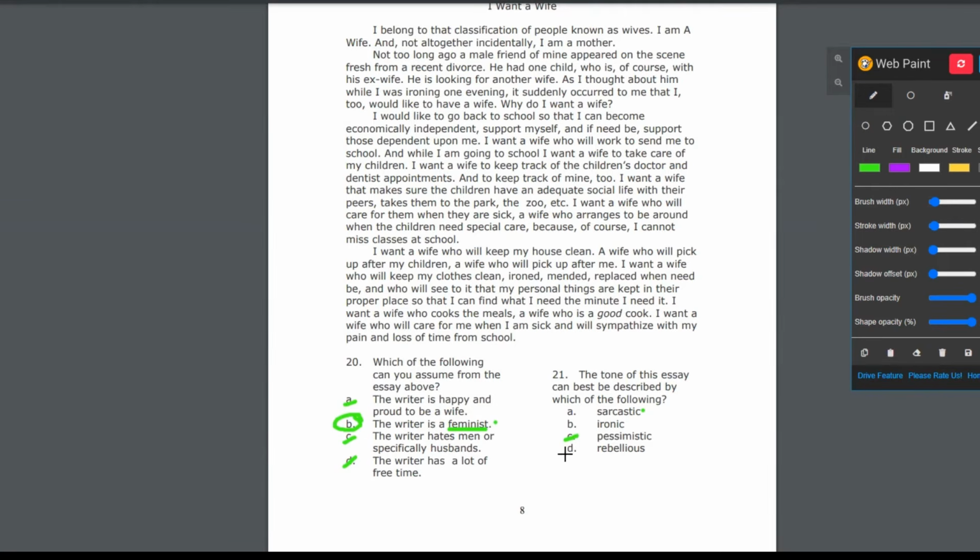All right, rebellious, of course, is going against the norm or the standard, which of course we know that she's not doing. She's not saying that. She's just saying, hey, I just want one of those wives. I want somebody who does the same thing that I do. All right, so we can eliminate that one.